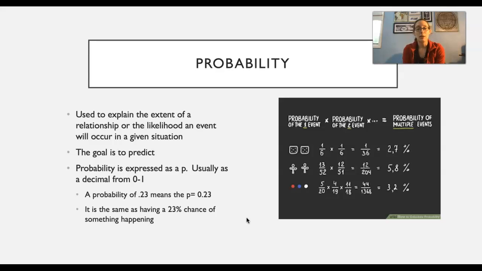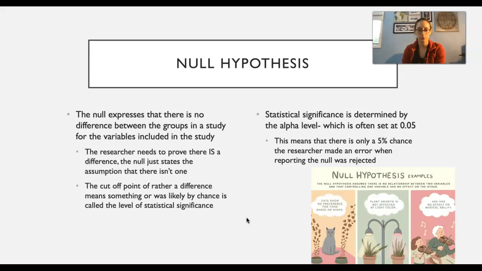We're going to start with probability. We've already kind of discussed this. It's used to explain the extent of a relationship or the likelihood of an event. So what we're looking for here is prediction. Probability is usually expressed as p in your equation, and it's usually a decimal from 0 to 1. For example, a probability of 0.23 means the p is 0.23, so they're the same. And that is also exactly the same as having a 23% chance of something happening. So that's exactly what probability looks like.